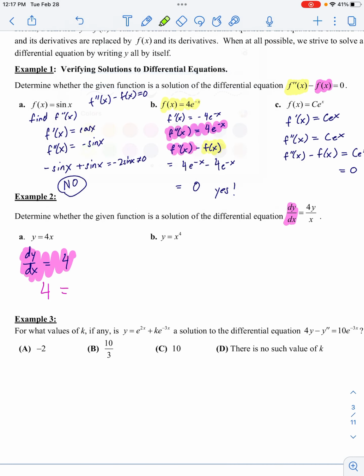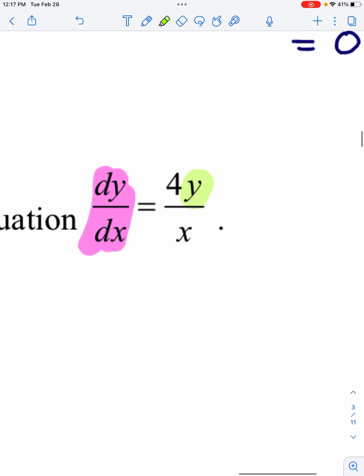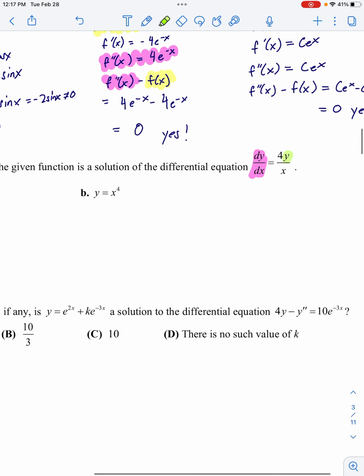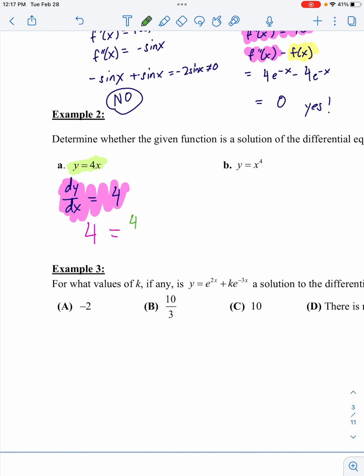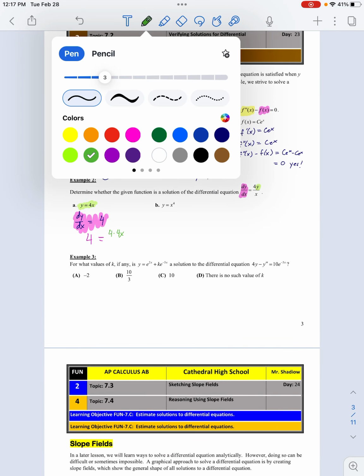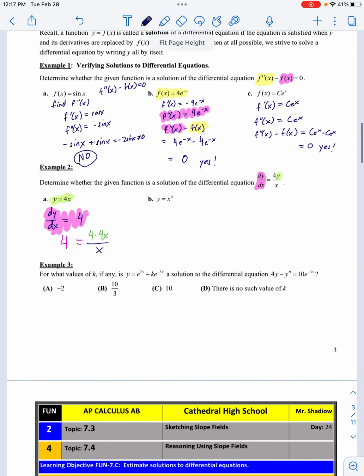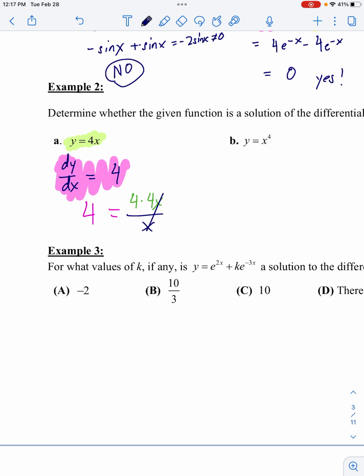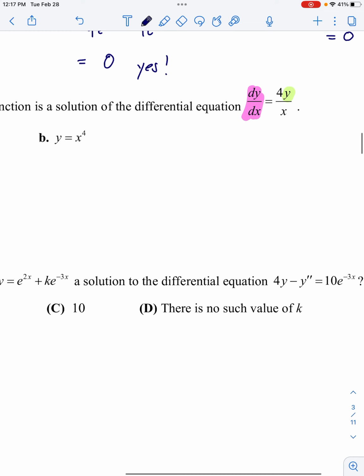and then I'm going to plug in my original function they gave me for y. So on the y line here, I'm going to plug 4x in for y, because the problem tells me that y equals 4x. So I'm going to have equals 4 times 4x, and then all over x. All right, let's see if it satisfies, okay? The x's cancel out. I get 4 equals 16, which is not true. So no. The given function does not solve the differential equation, okay?